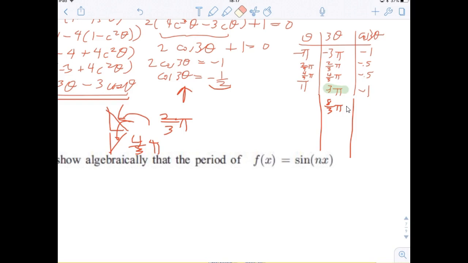Now let's try to go down. We're going to take 2/3 pi and subtract 6/3 pi from it. We're going to get negative 4/3 pi. And that's fine. Then we subtract 6/3 pi from 4/3 pi, and we get negative 2/3 pi. Can we go even lower than that? What if we subtract 6/3 pi from negative 2/3 pi? That would be negative 8/3 pi.